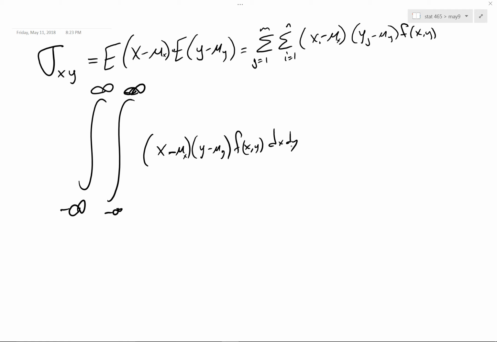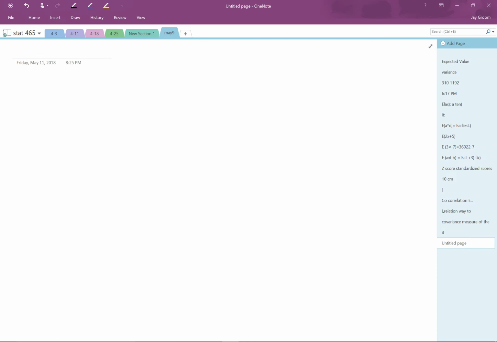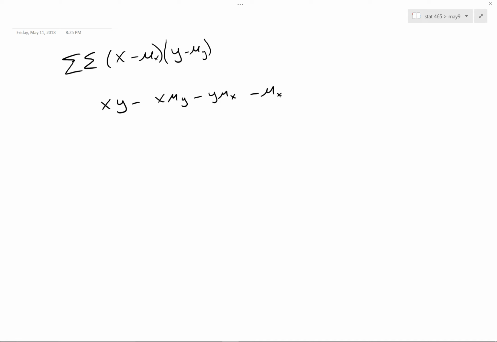Now, I'm going to work this out for you thinking there is a shortcut. Of course, there's a shortcut. So, the way this works is this. Again, it's the double sum. And I'm just going to cut to the chase here. It's x minus mu x, y minus mu y. Okay, let's FOIL that out. You're going to get xy minus x mu y minus y mu x, and then minus mu x mu y.